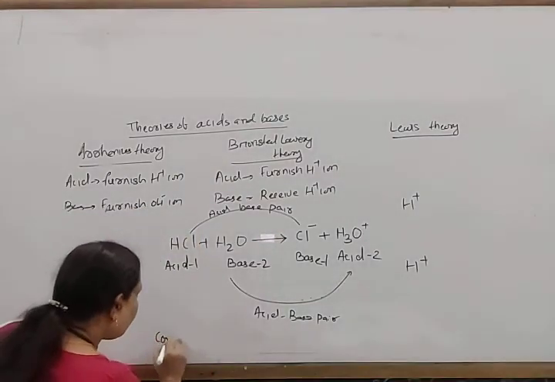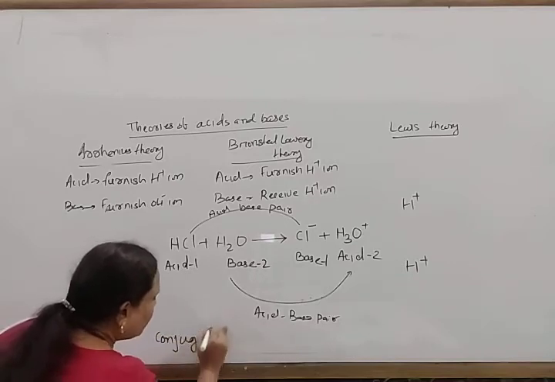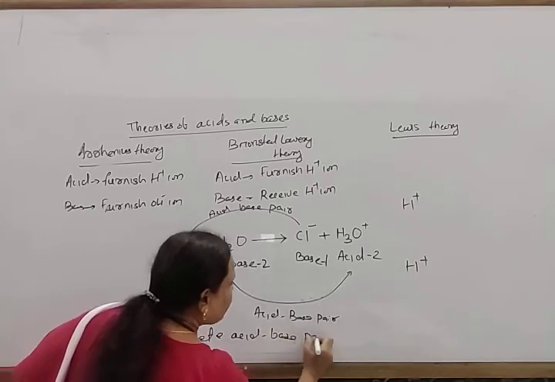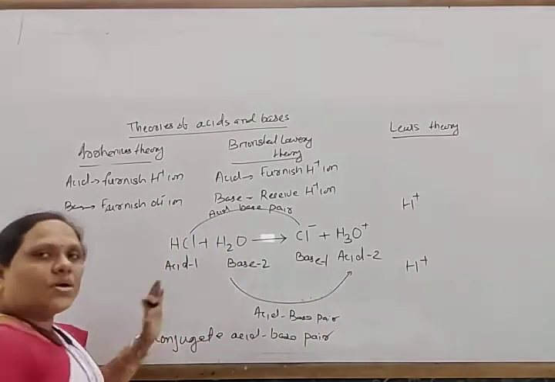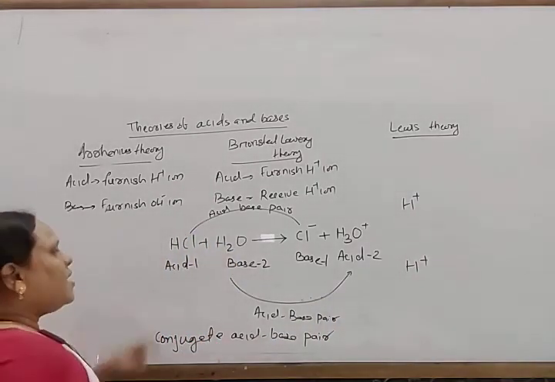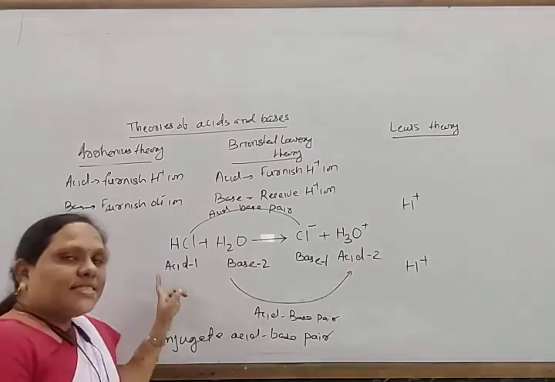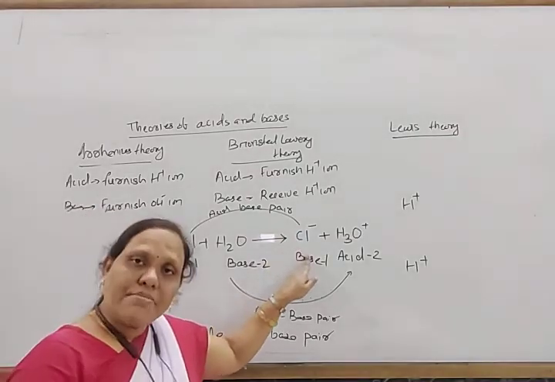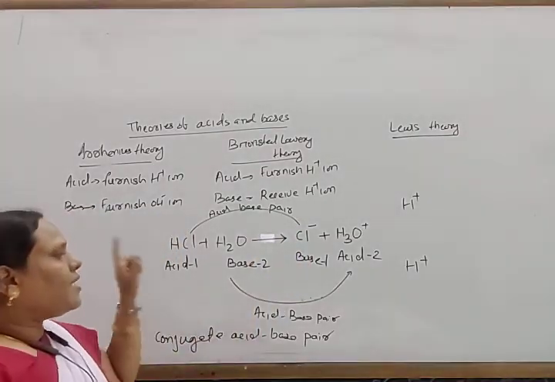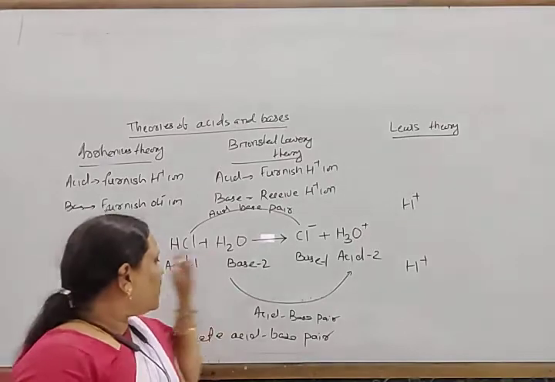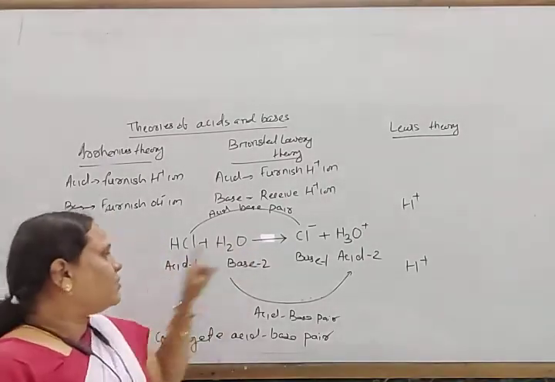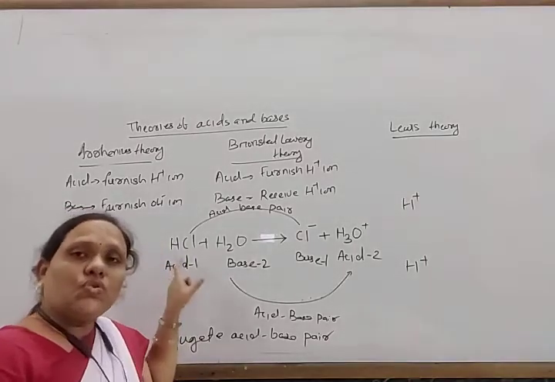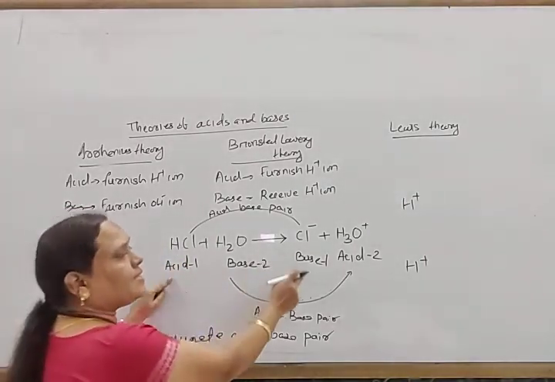So we can say there are two conjugate acid-base pairs. Now, what is the conjugate acid of HCl? The conjugate acid of HCl is Cl minus. What is the conjugate base of HCl? The conjugate base of HCl is Cl minus.